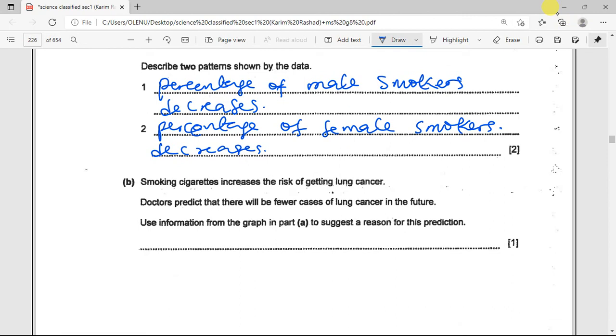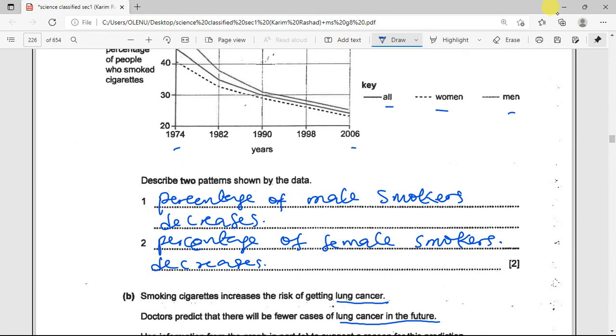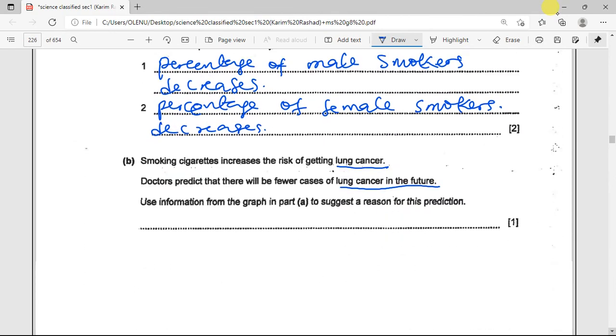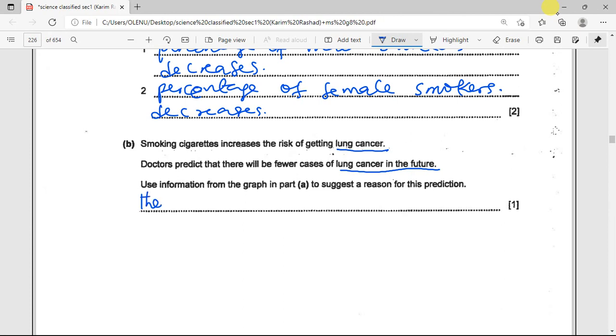Smoking cigarettes increases the risk of getting lung cancer. Doctors predict that there will be fewer cases of lung cancer in the future. Use the information from the graph in part A to suggest reasons for this prediction. If you look at the graph, you find out that the amount of people that smoke cigarettes has decreased. So you expect that lung cancer cases will also decrease. It's because the percentage of smokers has decreased.